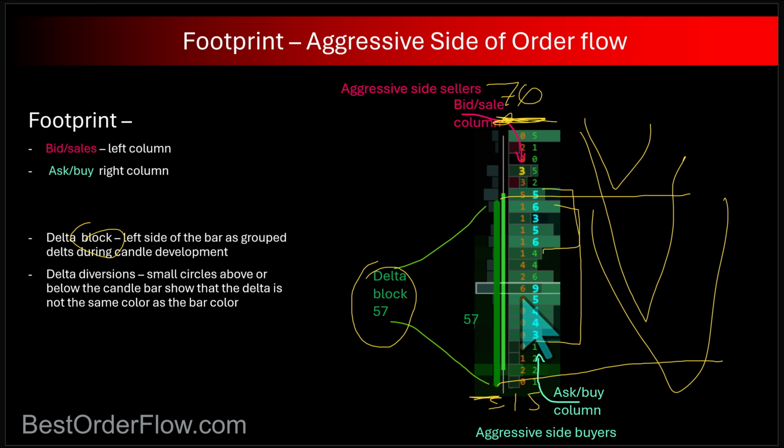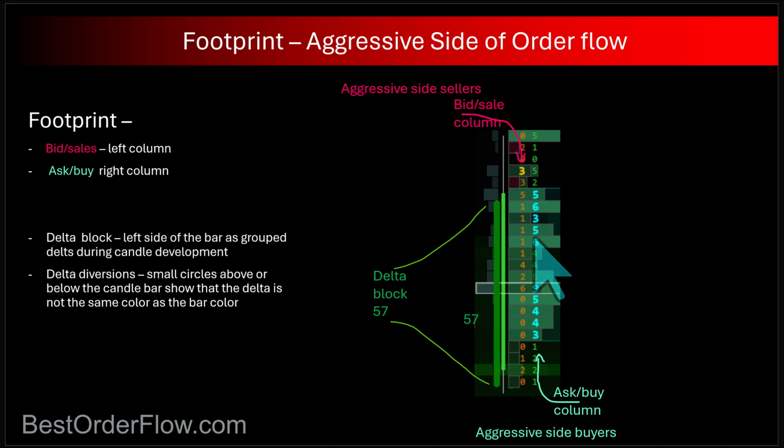Is there an option for the delta block to expand out so you see the zone? The delta block expanded to the right as a zone. Yes, we do have it. Okay, now, there's a delta divergence. If the candle is a different color than the delta one below, the delta can be red and the candle is green, then you're going to see a little circle right below this candle bar. Oh, so that means divergence.